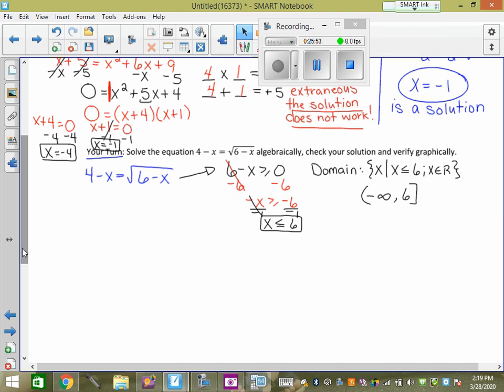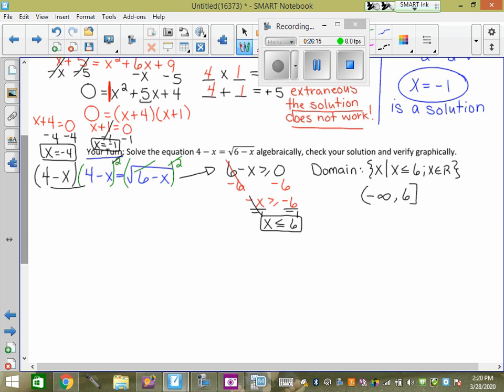Okay, my first step: get the radical on one side, everything else on the other. Already done. Second step, square the square root, so that cancels. Square this side. And what did I tell you to do when you square that side? Immediately cross that squared off and rewrite it again so you don't miss the middle term. Which you will, I promise you. You'll miss the middle term if you don't rewrite it.